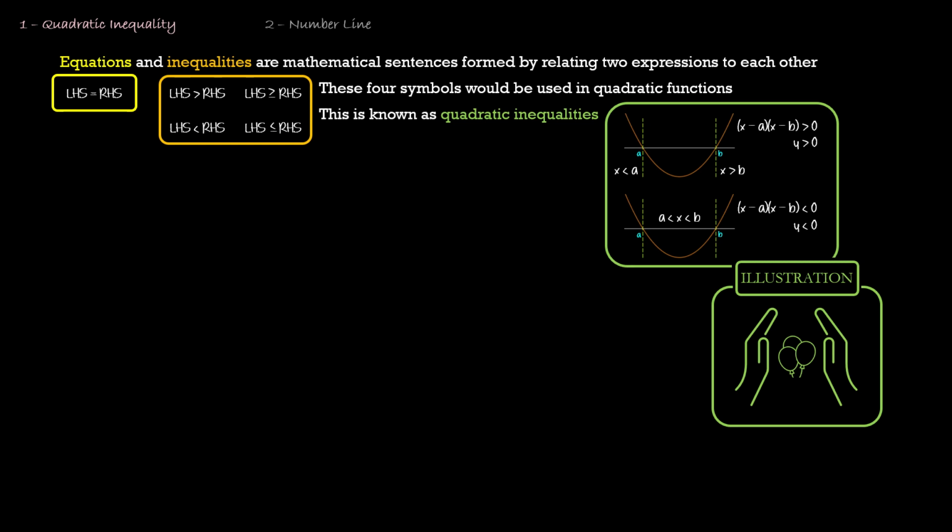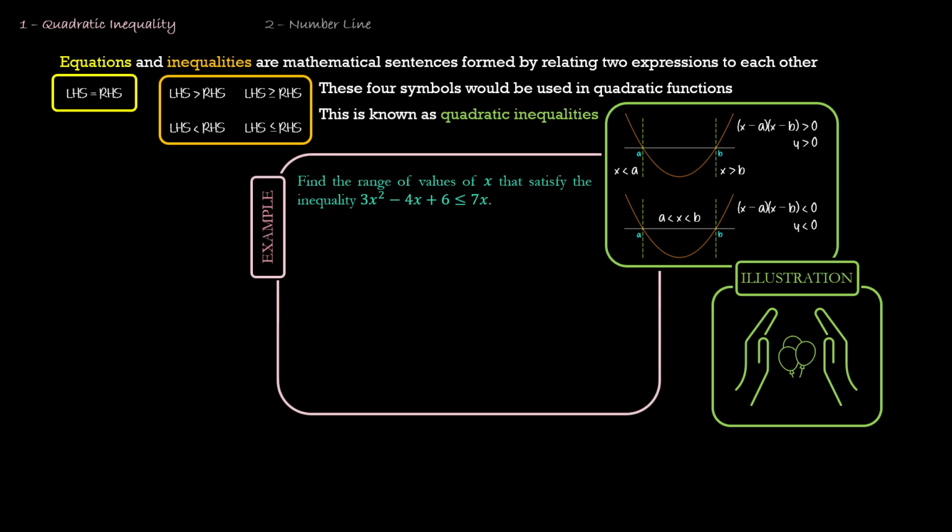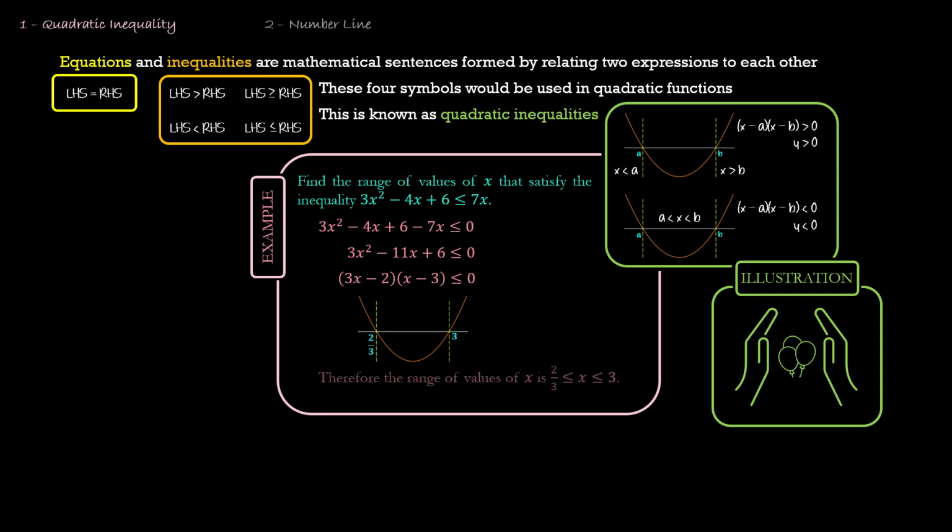Let us try to solve for a quadratic inequality. We want to find the range of the value of x that satisfy the quadratic function. So, we will first make the right hand side equal to 0. Then, by factorizing, we will be able to find the roots. Next, we will want to do a quick sketch of the quadratic curve, and since it is less than or equal to 0, the values of x must sandwich between the two roots. As such, the range of value of x will be between 2/3 and 3 inclusive.